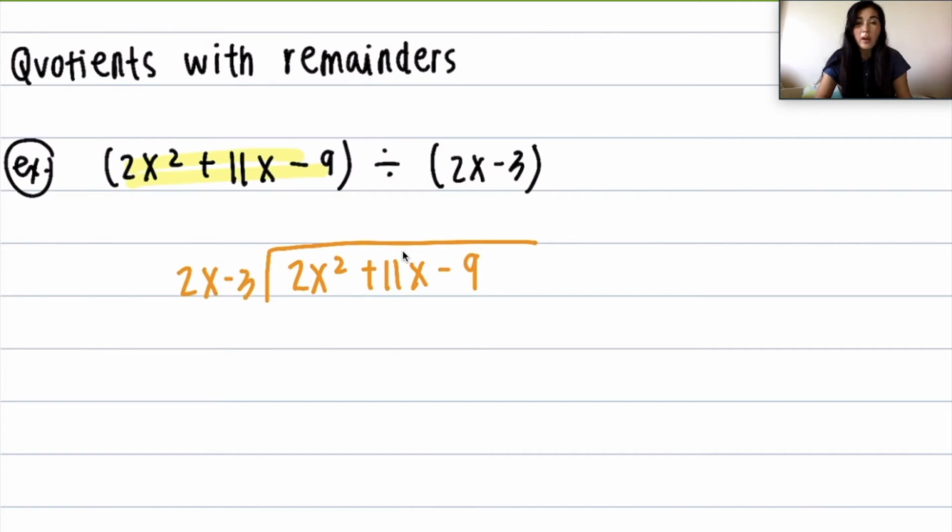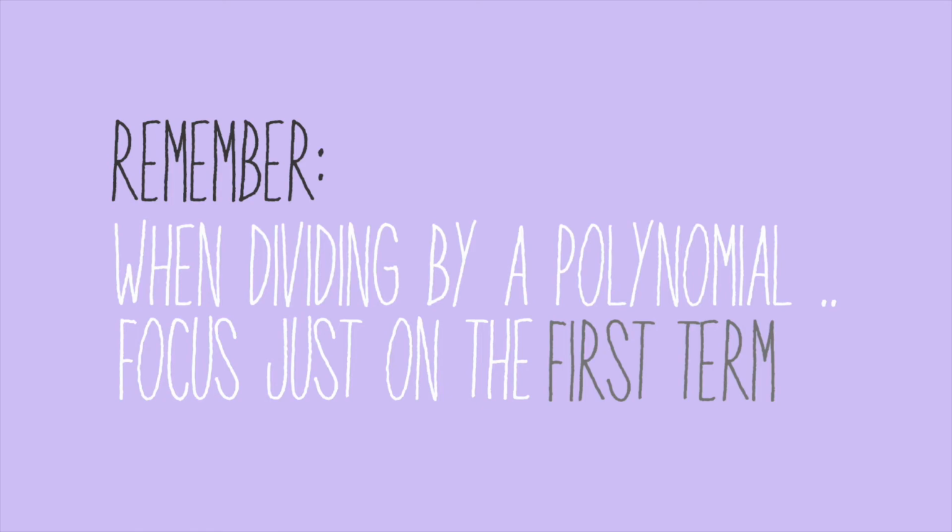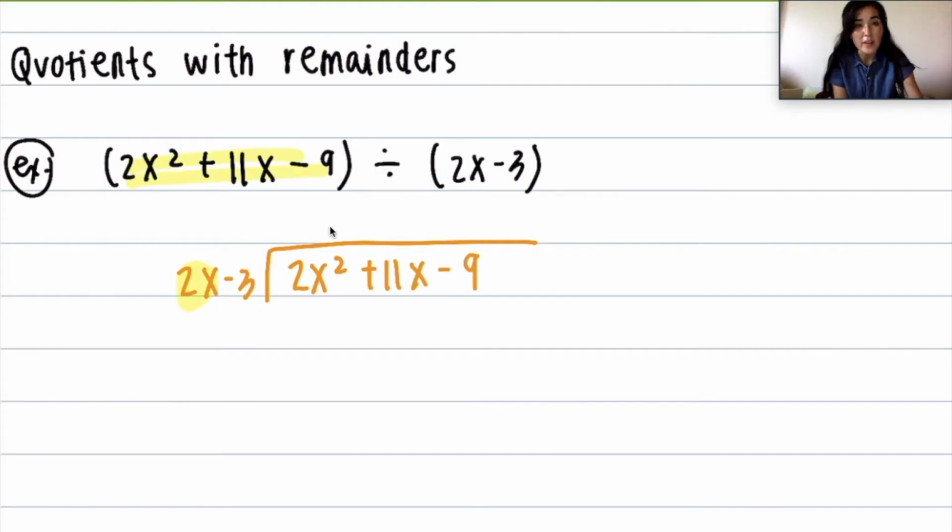And we are going to go ahead and divide into this 2x minus 3. Okay, so remember, first step here is we are going to focus just on this first term. We are asking ourselves, 2x times what is going to give us 2x squared? You're going to notice that 2 stays the same, so it's just that invisible 1 that's being multiplied. But then x times x is going to go here.